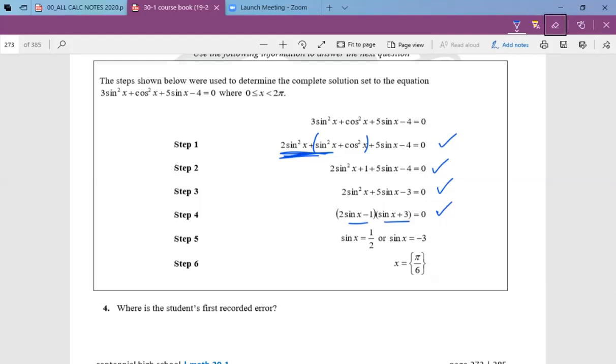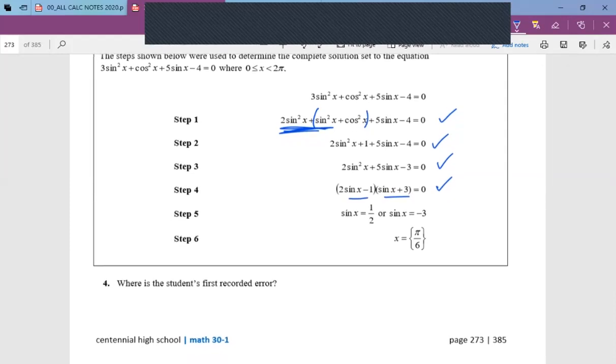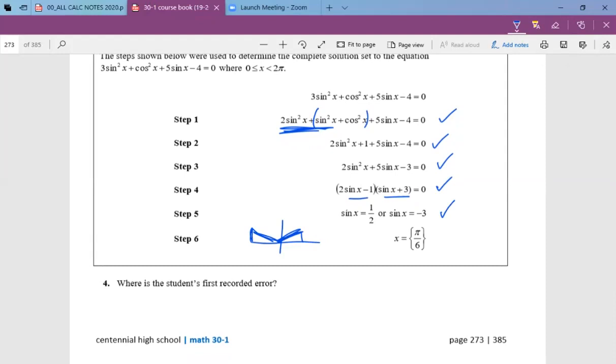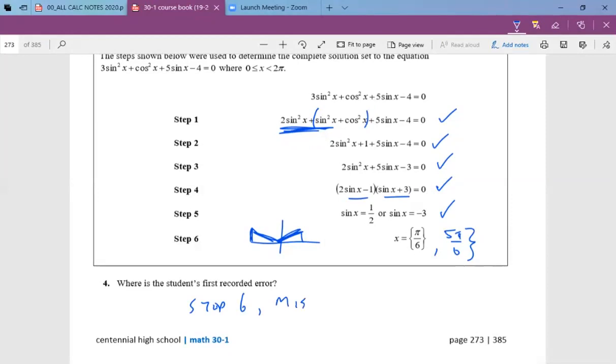So question 4 says, where is our student's first recorded error? There appears to be none, except for the fact that when sine x is 1/2, that's this in quadrant 1, but it's also this in quadrant 2. So sine x is 1/2 has a second solution of 5 pi/6. So in step 6, is the solution.